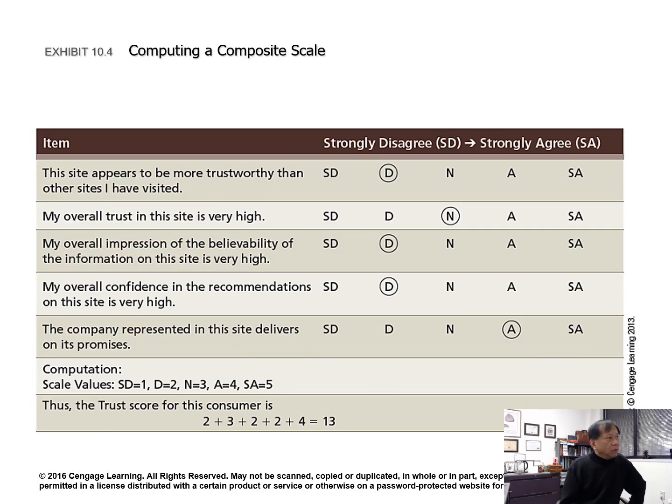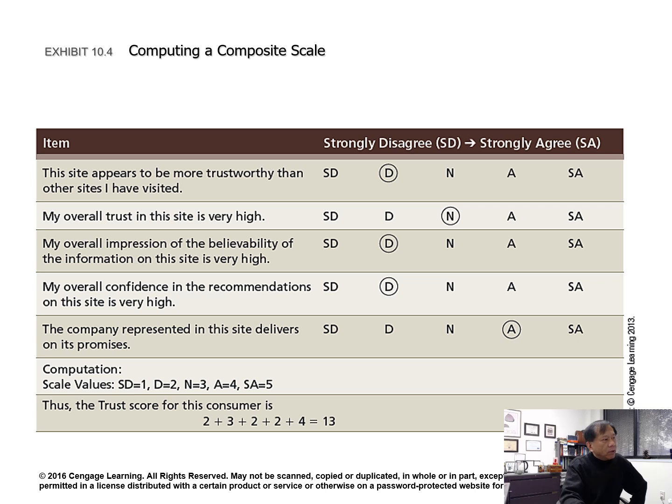Here is an example of computing a composite score. The scale runs from strongly disagree to neutral to agree to strongly agree, and you can measure the trust score for this consumer. The site appears to be more trustworthy than other sites I have visited: the person chose D, disagree. My overall trust in this site is very high: he or she chose N, neutral.